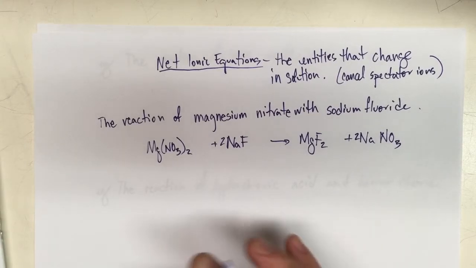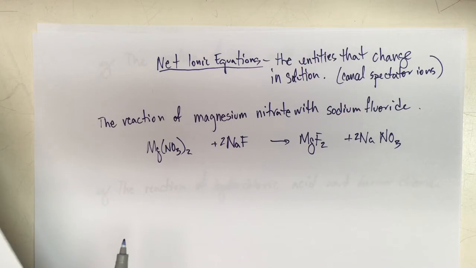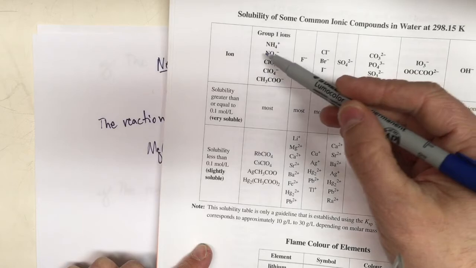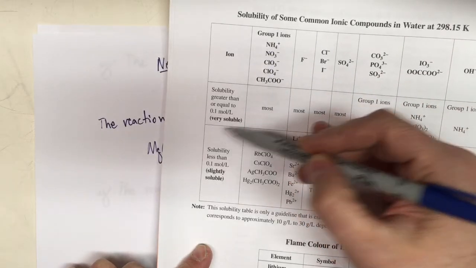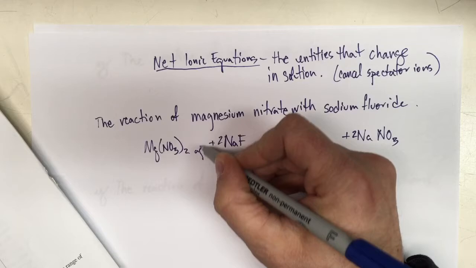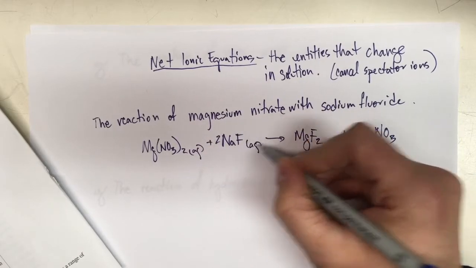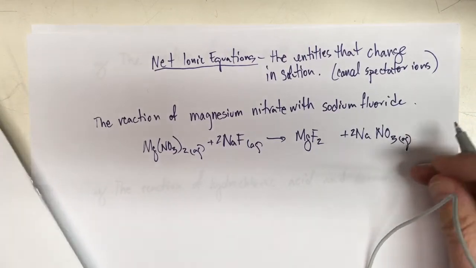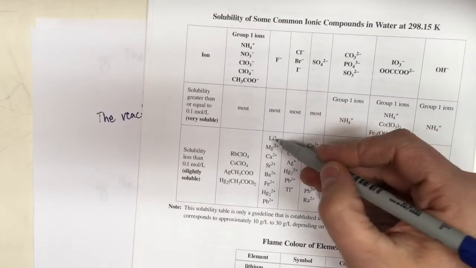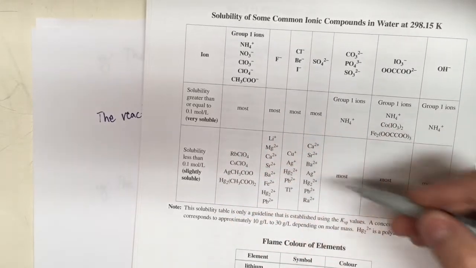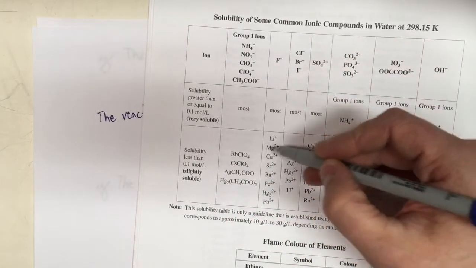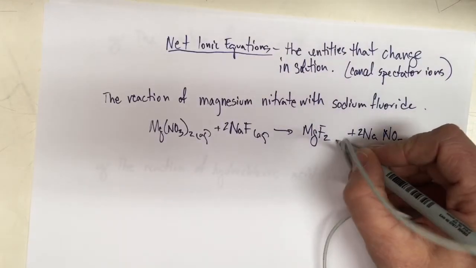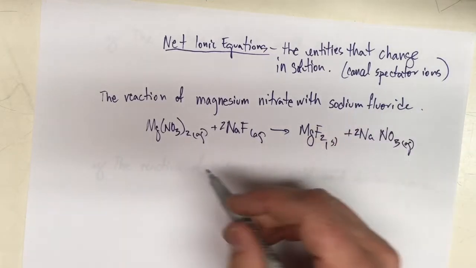Now, important for any net ionic equation is that you look at the entities. So we're going to consult our data booklet, and we're going to see that magnesium nitrate, most things with nitrate, are very soluble, so this will be aqueous. Sodium fluoride and sodium nitrate are going to be aqueous. But magnesium fluoride has a low solubility, or it's slightly soluble, so it's going to be solid. So it does not break into its ions.